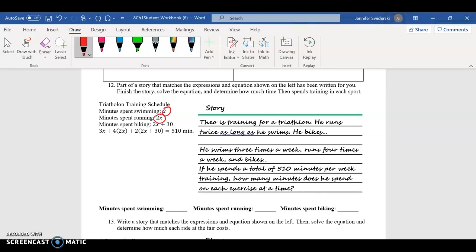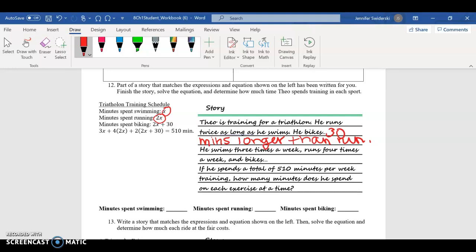So it says Theo is training for a triathlon. He runs twice as long as he swims, okay, which makes sense. He bikes, well, he bikes 30 minutes, I'm going to write it down, 30 minutes longer than running. He swims 3 times a week, runs 4 times a week, and bikes.